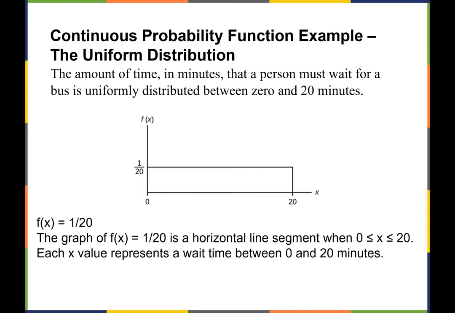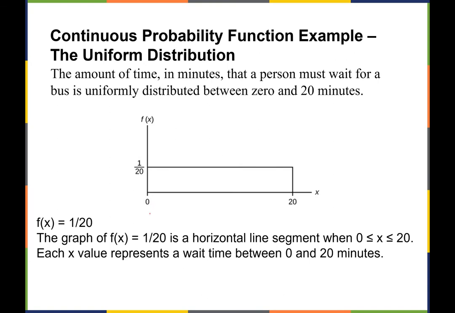All right, so let's start with an example. The amount of time in minutes that a person must wait for a bus is uniformly distributed between 0 and 20 minutes. So that means that any value between 0 and 20 minutes is as likely as any other value. So the probability density function for this is f of x equals 1 over 20. And if we were going to draw a graph of that, it would just be a horizontal line at 1/20th. It would look just like my graph here.